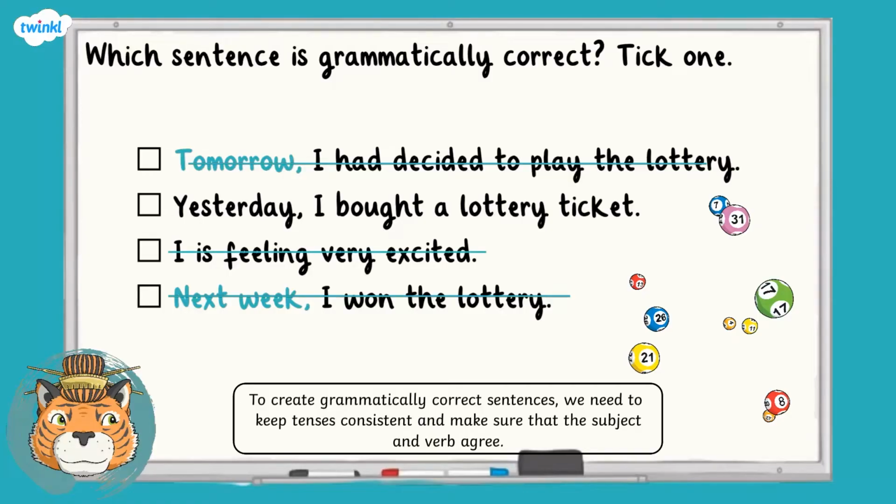So the correct answer was, yesterday I bought a lottery ticket. A top tip would be to try and say them out loud to see which answer sounds right. This can often be helpful.